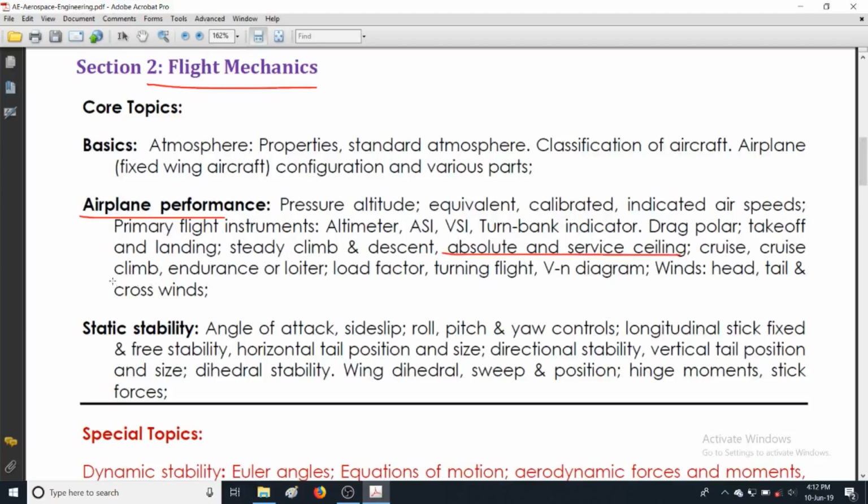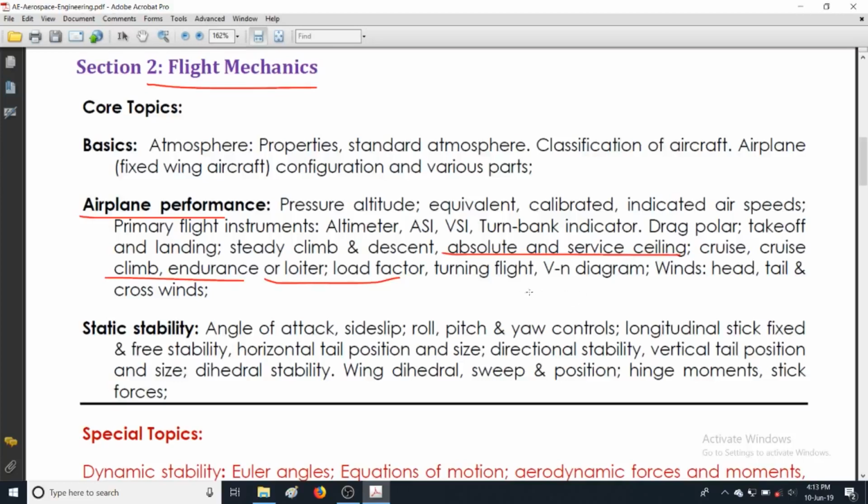range and endurance for both turbojet and turboprop. How to find out the range and endurance also, because many questions have been asked from range and endurance. Last year also one question was asked from range and endurance, so we will learn that. And then we will go for the Venn diagram.